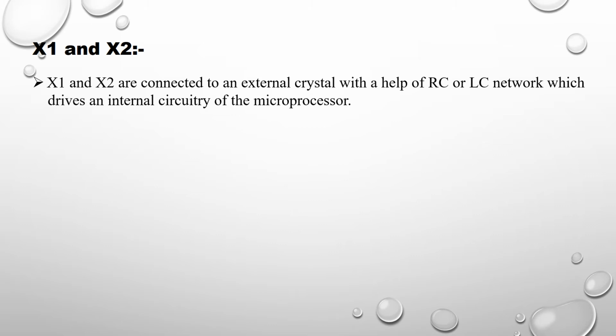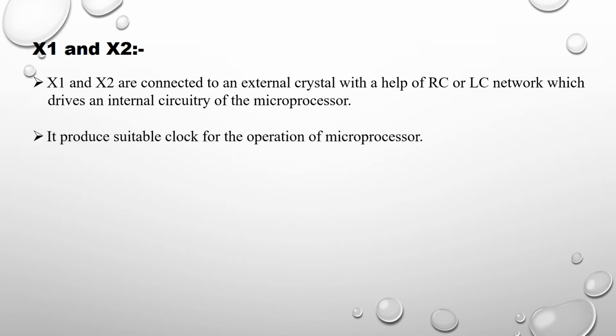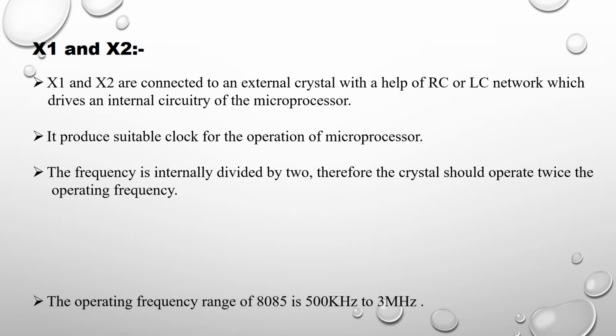In most of the processors that we can see, it will always be RC, resistance capacitance, which is used to drive the internal circuitry of the microprocessor. The crystal is always used to provide a suitable clock for the operation. The frequency is internally divided by 2. So when I am connecting a crystal across pin number X1 and X2, the frequency will be internally divided by 2. So the crystal that I take should always be twice the operating frequency.